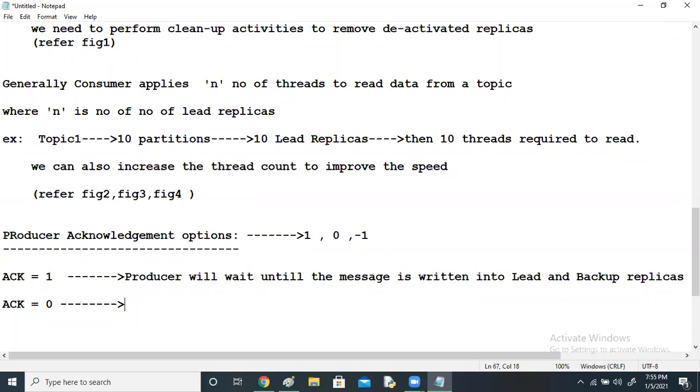But acknowledgement 0 means the producer won't wait. It will just write to the lead replica and move to the next message. Producer won't wait until the message is written to backup replicas.